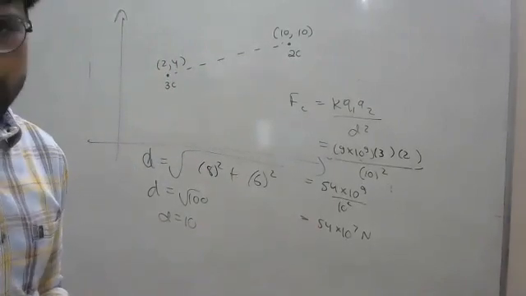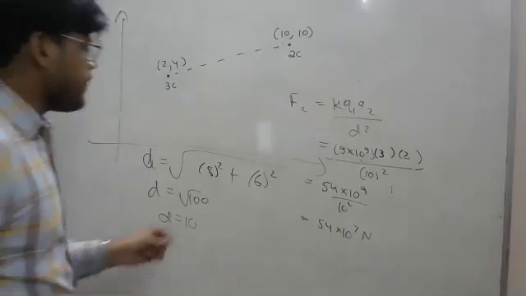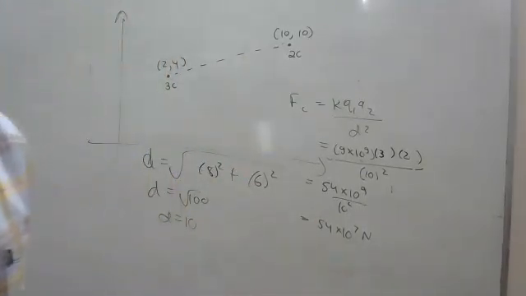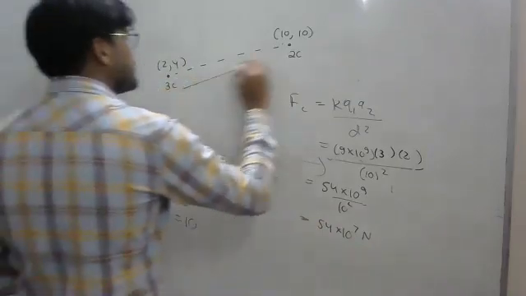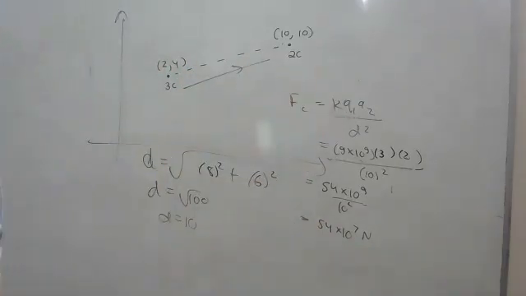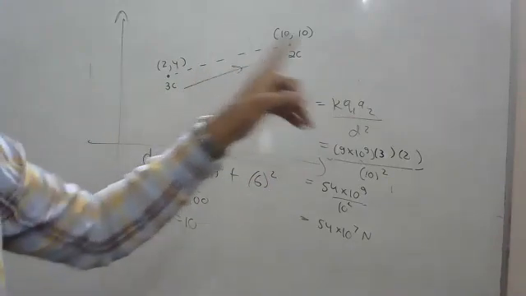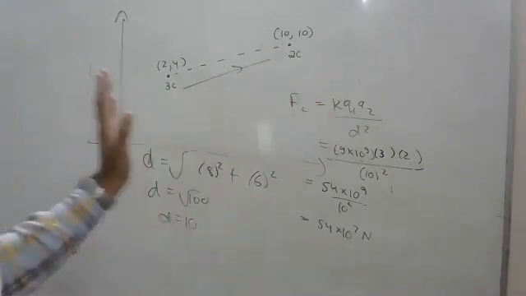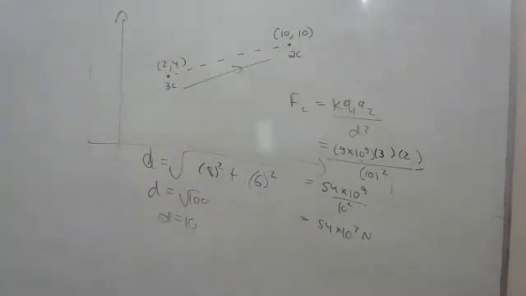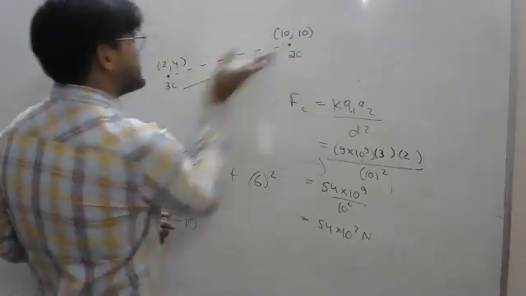Okay, so one second. 54 into 10 raised to 7 Newton. This is the magnitude of force. How to find the direction? So force will be in this direction. First you need to understand it will be repulsive or attractive. Only then it will be clear. 3 coulomb, 2 coulomb, both positive. It will be repulsive. 3 coulomb will be trying to push 2 coulomb. Okay. So we'll need to find this direction.